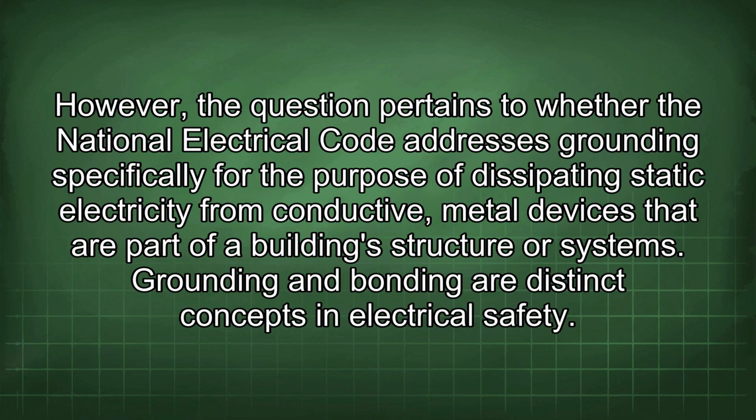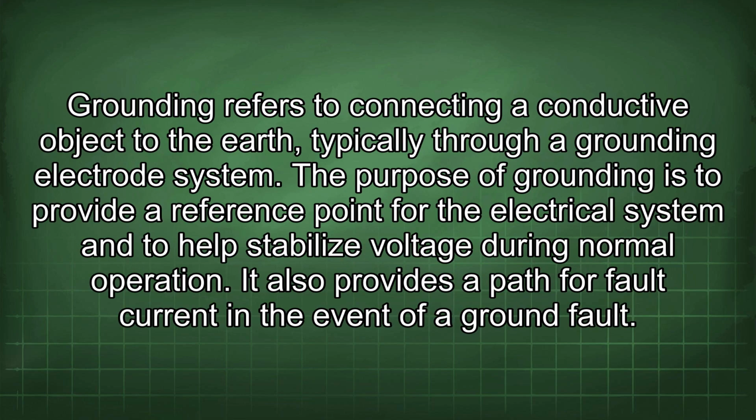However, the question pertains to whether the National Electrical Code addresses grounding specifically for the purpose of dissipating static electricity from conductive, metal devices that are part of a building's structure or systems. Grounding and bonding are distinct concepts in electrical safety. Grounding refers to connecting a conductive object to the earth, typically through a grounding electrode system. The purpose of grounding is to provide a reference point for the electrical system and to help stabilize voltage during normal operation. It also provides a path for fault current in the event of a ground fault.